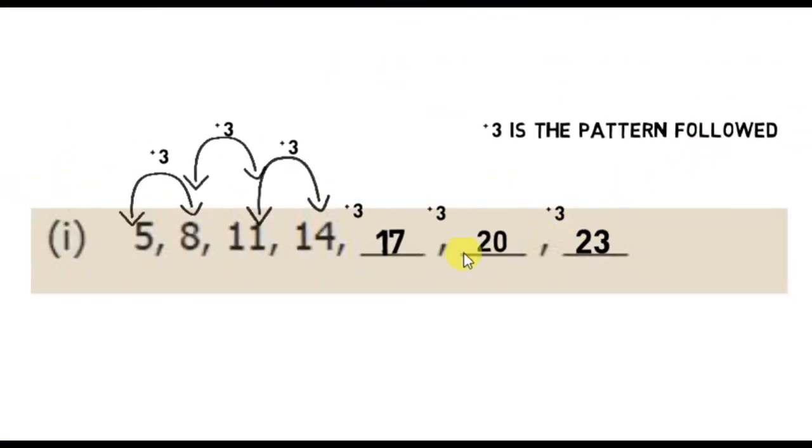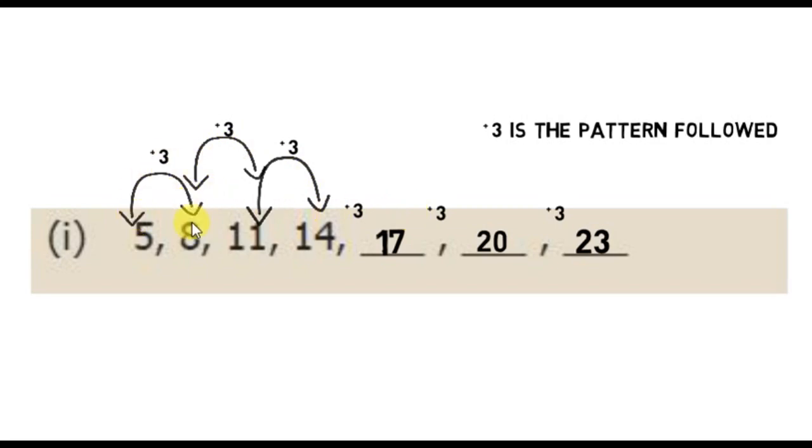So in this sum we are going to find out what pattern we are going to use. The first number is 5, and the next number is 8. So 5 and 8 have a plus 3, right? The pattern followed here is plus 3.